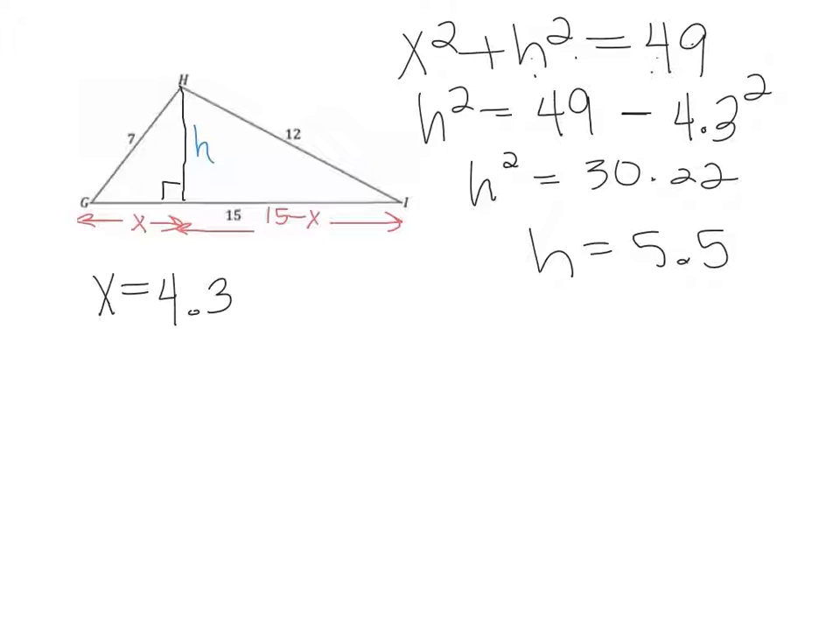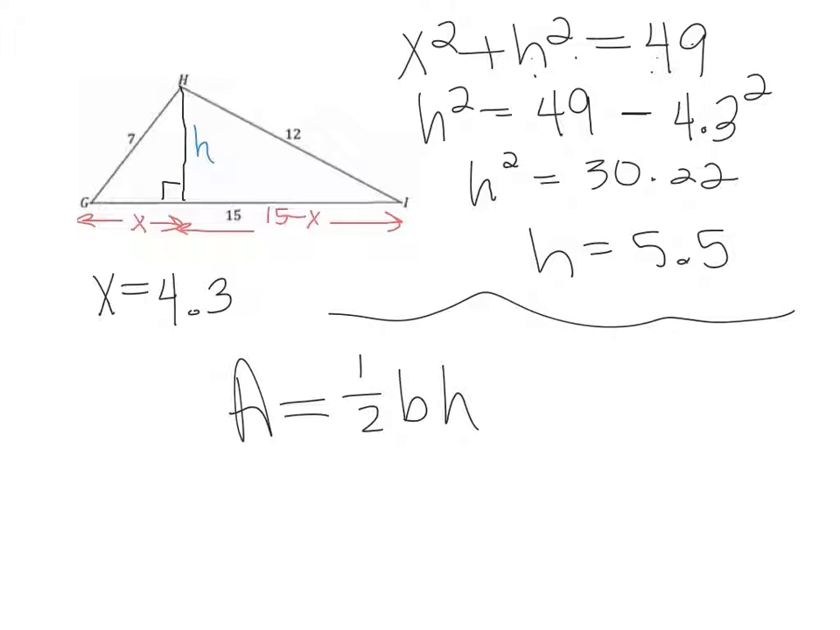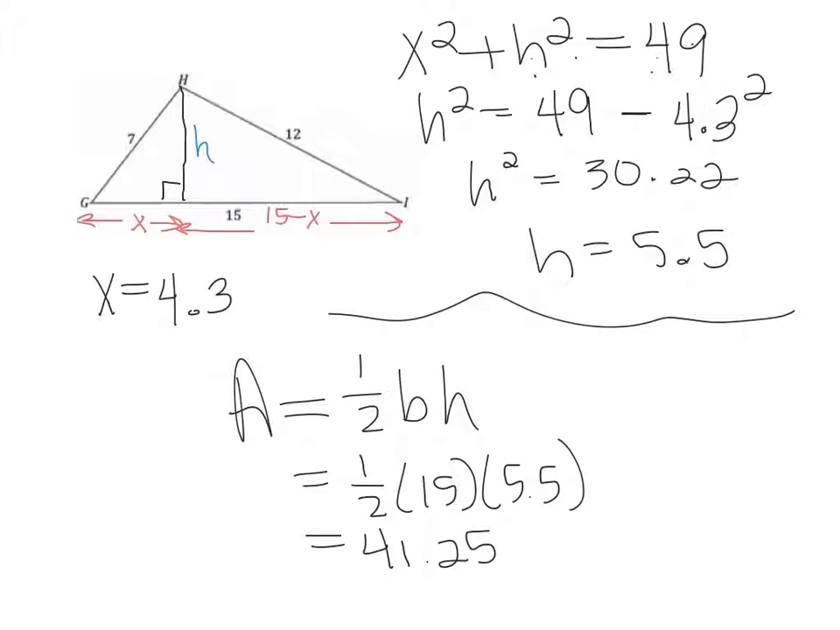Long problem, I know. So now we need area. Area equals 1/2 base times height. Now you have to remember, the base is the whole thing. So we have 1/2 times 15 times 5.5. That gives us 41.25 units squared. Awesome. That was a lot of work, but we got it. Good job.